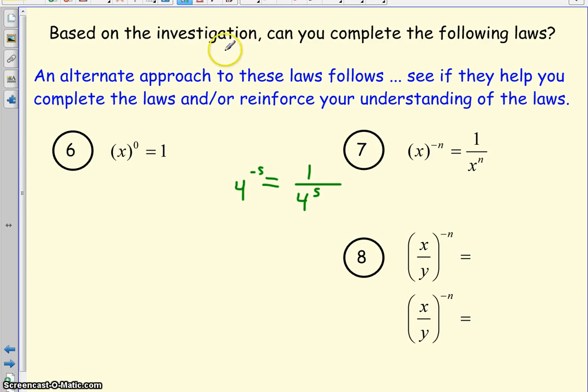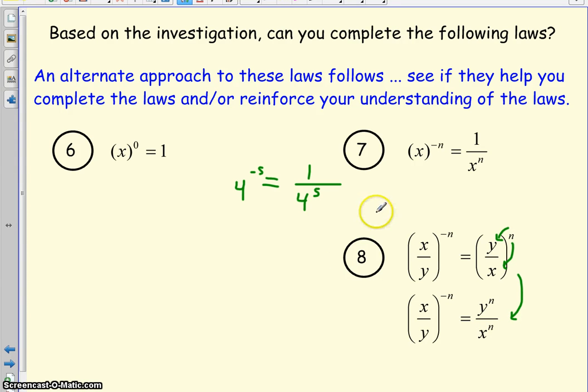Okay, if your base is a fraction, it's still the exact same idea. Take the reciprocal of that base. Basically, if you want to make it a positive exponent, you can flip that base and make it a positive exponent. Similarly, from there, you can apply the exponent to both numerator and denominator, and wind up with y to the n over x to the n.